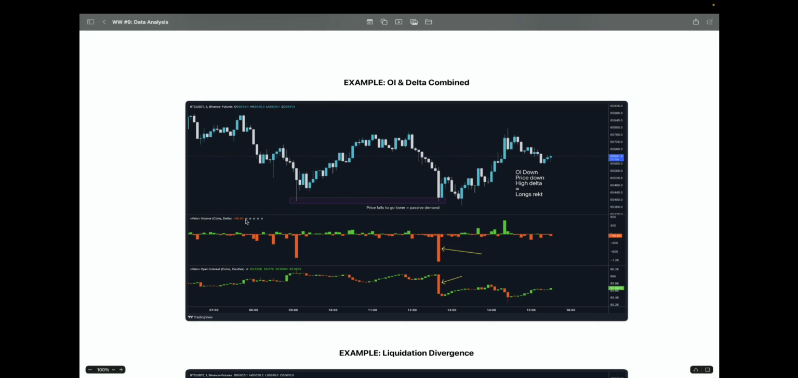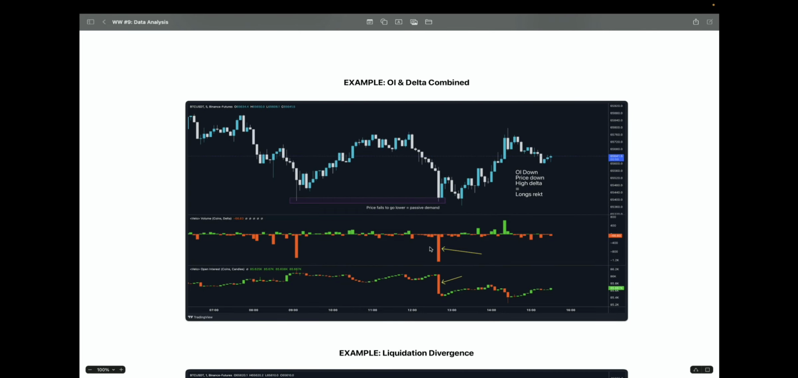So what you've got here is price obviously on top. You've got the delta of volume, and then you've got the open interest here. So price, delta, OI. Price comes down into a low. It fails to go lower. There is a large spike in delta, so there's high delta. Price is down. Open interest goes down significantly, and high delta. That means longs are wrecked. You can safely assume longs are wrecked there. Longs have gotten liquidated, stopped out, whatever.